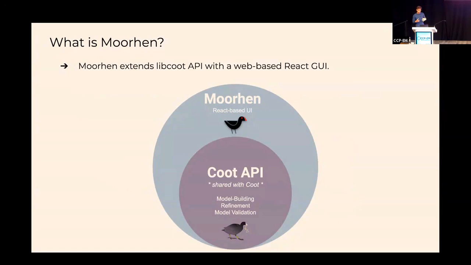Because this is shared with desktop Coot, if you were to perform an action in Coot, say for instance model refinement, and you do the same thing in Moorhen, the result is going to be pretty much the same thing, because it's the same code being executed performing that calculation.